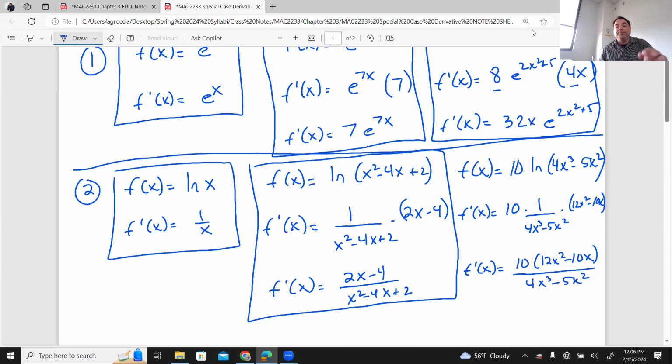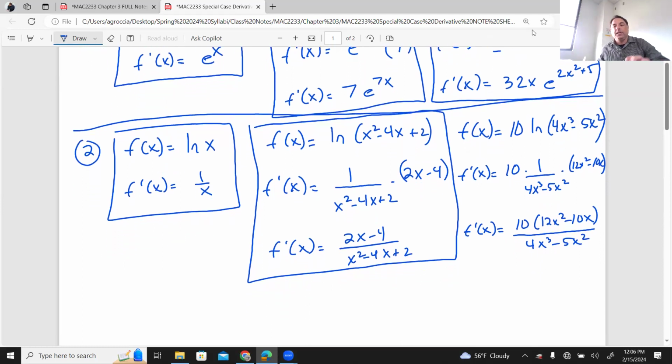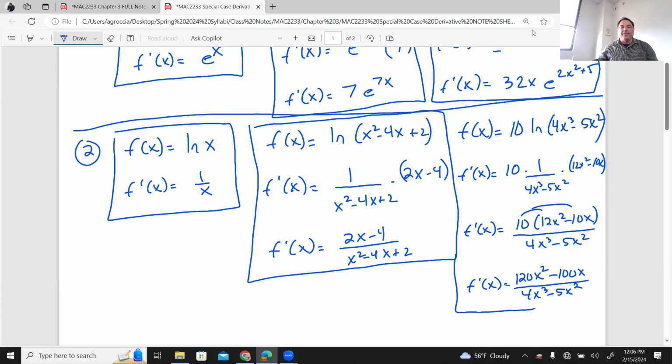And again, this is the simplifying part. If I wanted to simplify this a little bit more, I would distribute the 10 and have 120x squared minus 100x over 4x to the third minus 5x squared. Now, you could simplify it a little bit more by factoring out an x, but let's just leave it like that for now because we don't want to lose the main idea.